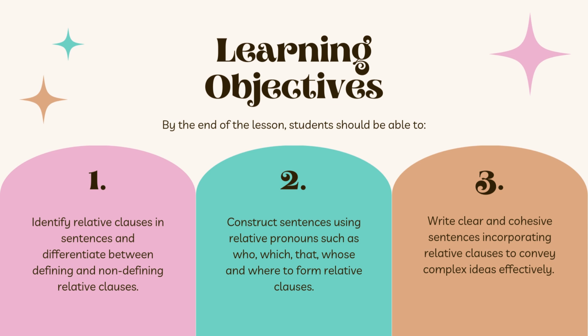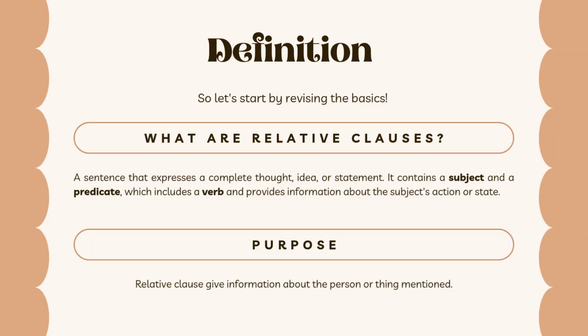So our learning objectives are, by the end of the lesson, students should be able to: Number 1, identify relative clauses in a sentence and differentiate between defining and non-defining relative clauses. Number 2, construct sentences using relative pronouns such as who, which, that, whose, and where to form relative clauses. Number 3, write clear and cohesive sentences incorporating relative clauses to convey ideas.